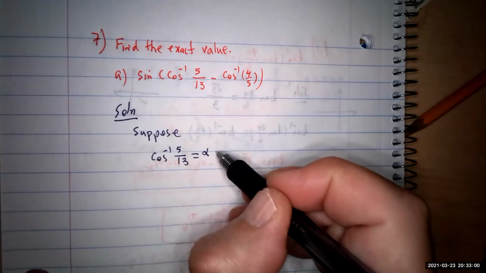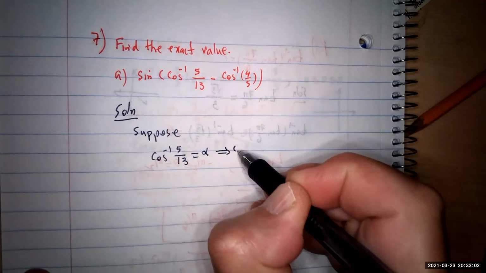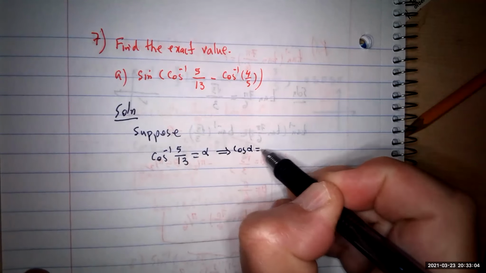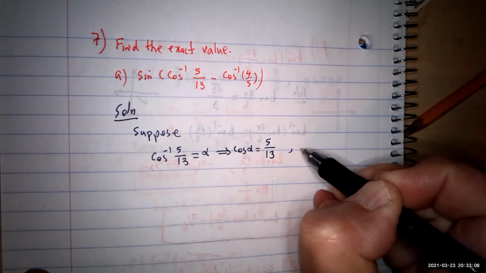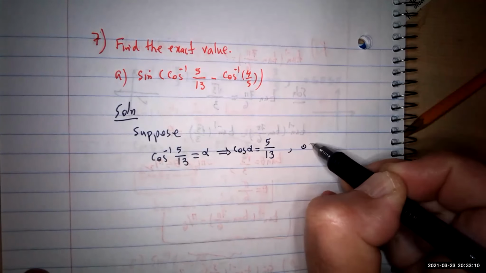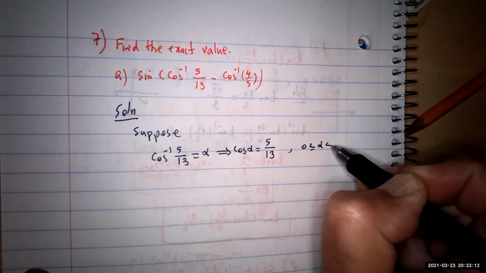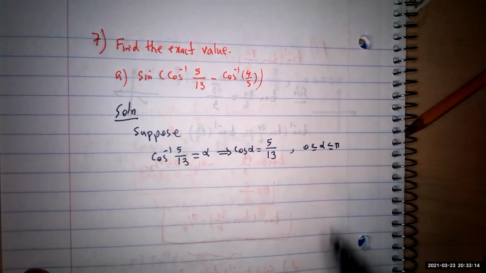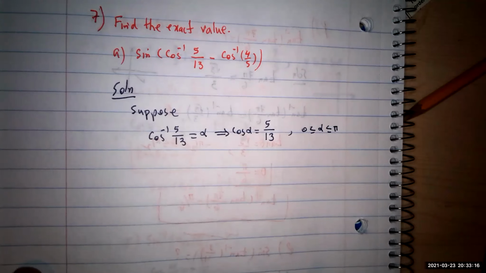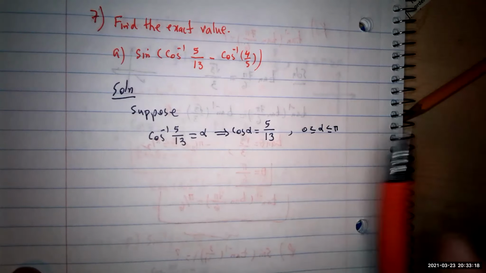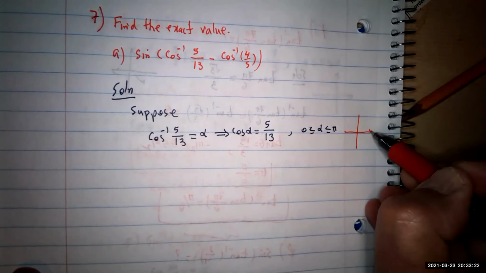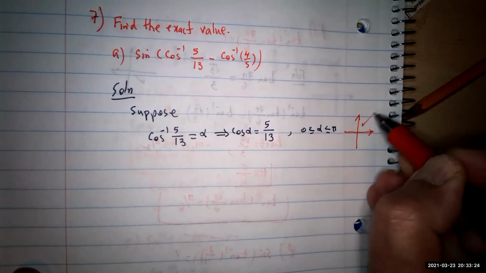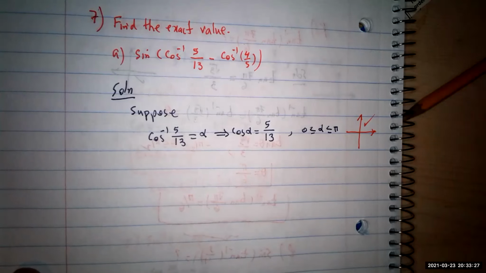Okay, quickly, you know what does it mean? This means the cosine of alpha is equal to 5 over 13. And remind yourself that your alpha is going to be between 0 and pi. So this means alpha is in the first quadrant because the cosine is positive. Okay, make a note because you need it. So the alpha is here.